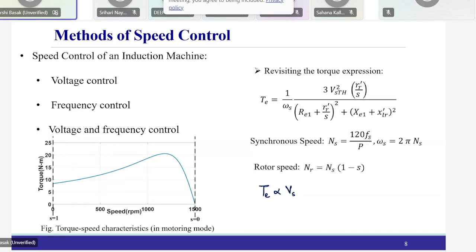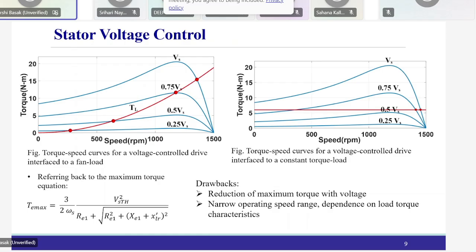Torque is actually proportional to Vs Thevenin square, right? So corresponding to this, we will see that the maximum torque will also reduce in square proportion. That means, if the voltage is reduced by half, the torque will reduce by 1/4. Okay, that is what is meant by square proportion. The torque will also reduce by 1/4.